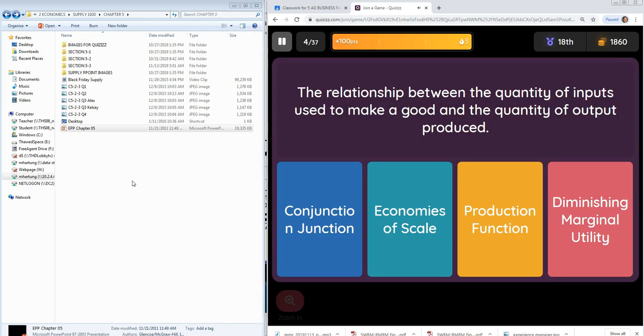The relationship between the quantity of inputs used to make a good and the quantity of output produced. So a relationship. The only one here that describes a relationship, this is a made-up deal here, clearly the wrong answer. Diminishing marginal utility has to do with utility and the benefits we derive from products. Economies of scale we haven't really covered yet. Production function, the only reasonable response, and that's what we studied beginning in the previous section in the stages of production.